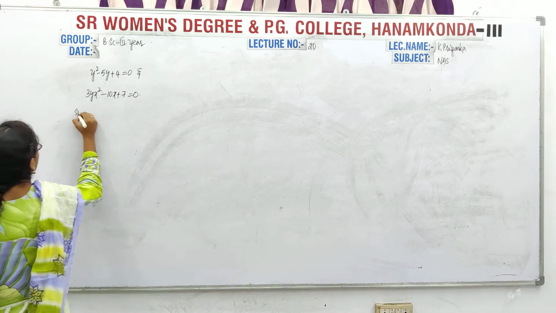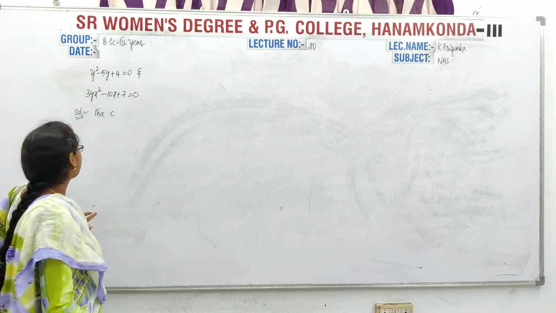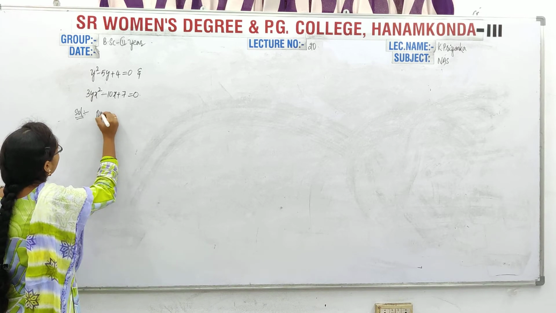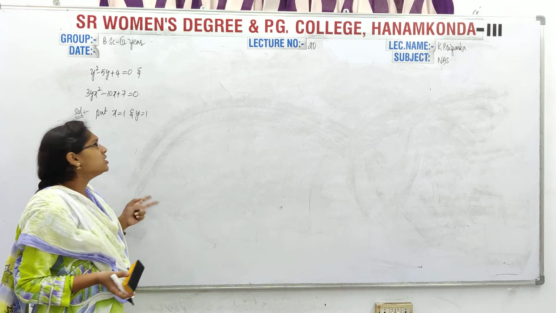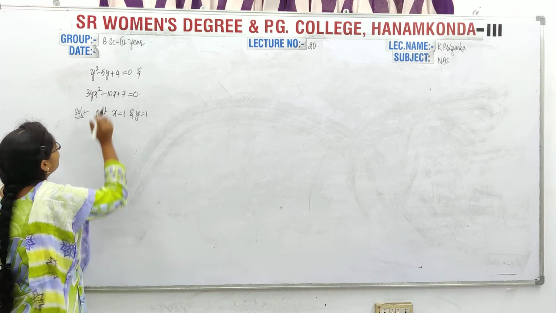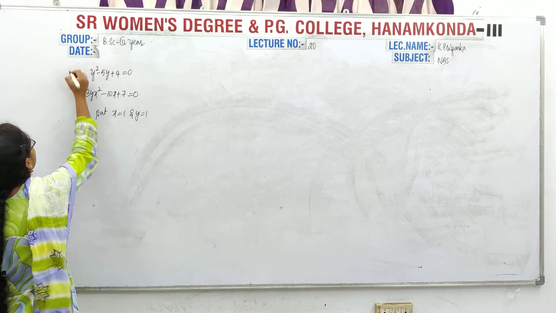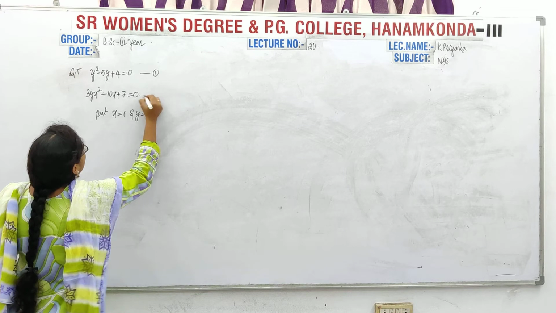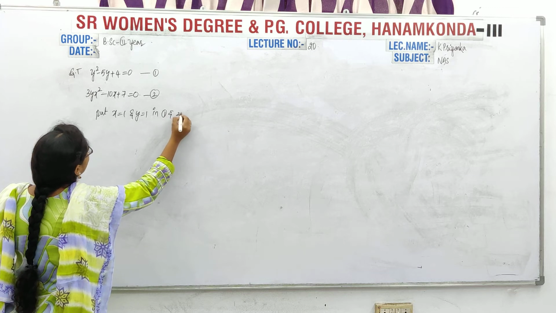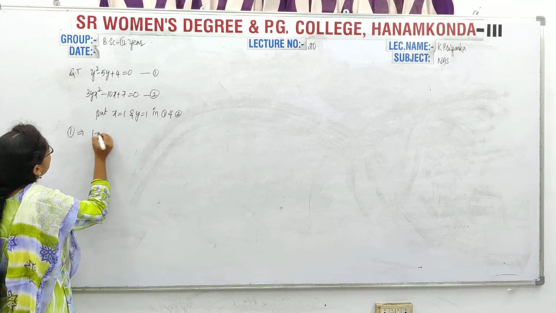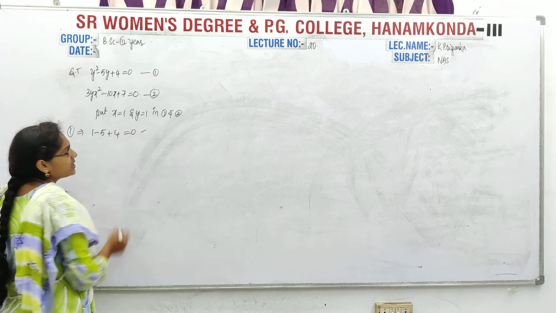Now here, solution. To find the converging point, put x equal to 1 and y equal to 1. It is our choice. So first of all I am putting x equal to 1, y equal to 1 in the given equation 1 and equation 2. From 1 what we get? 1 minus 5 plus 4, minus 5 plus 5. It is equal to 0. So here it is satisfying.